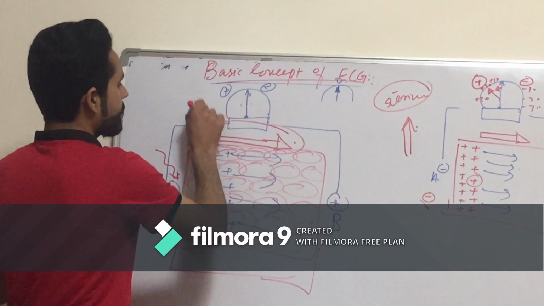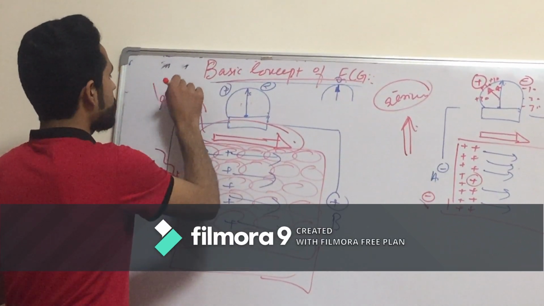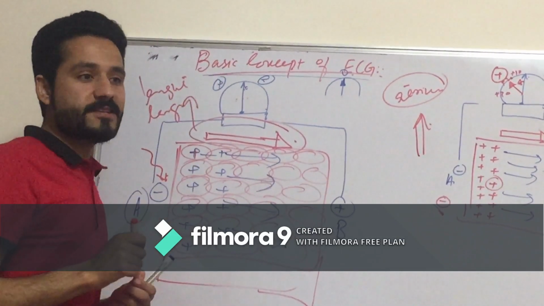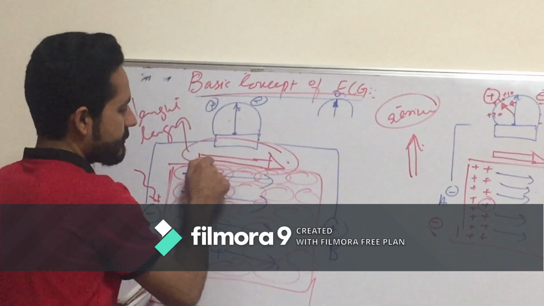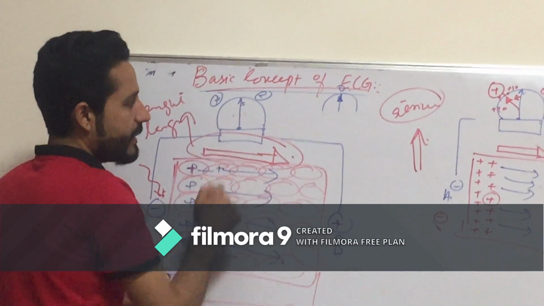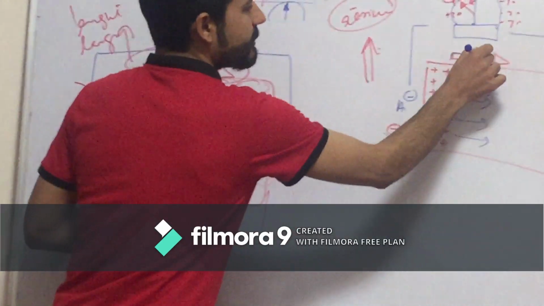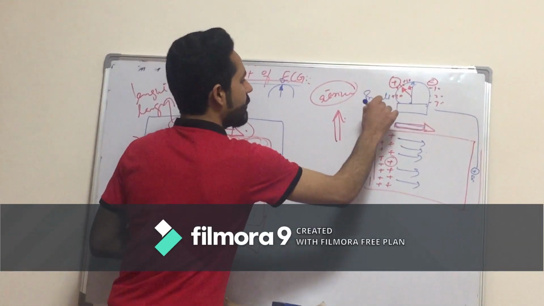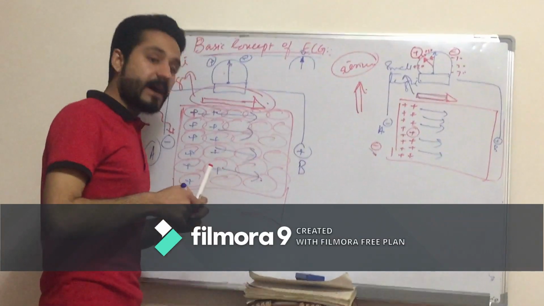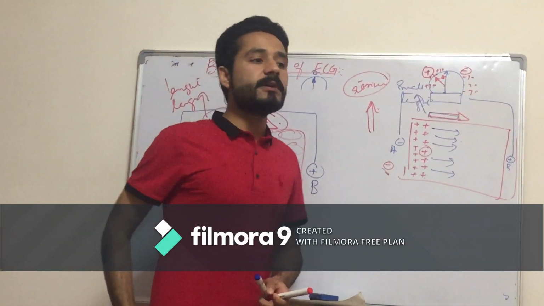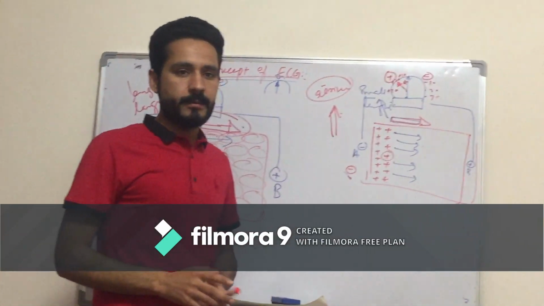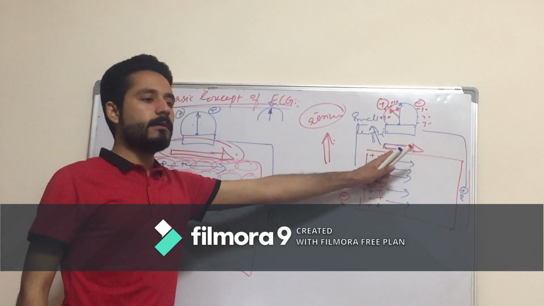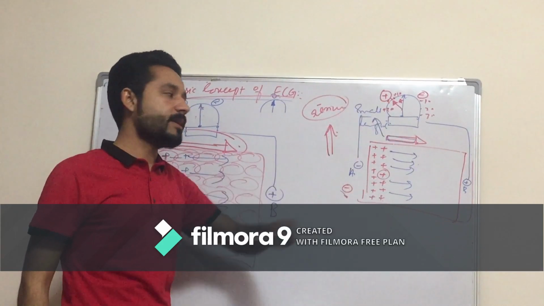This vector's length is larger. This length is longer as compared to this length, which is small. Always remember, the strength of the electromagnetic force depends on the length of the electromagnetic vector.